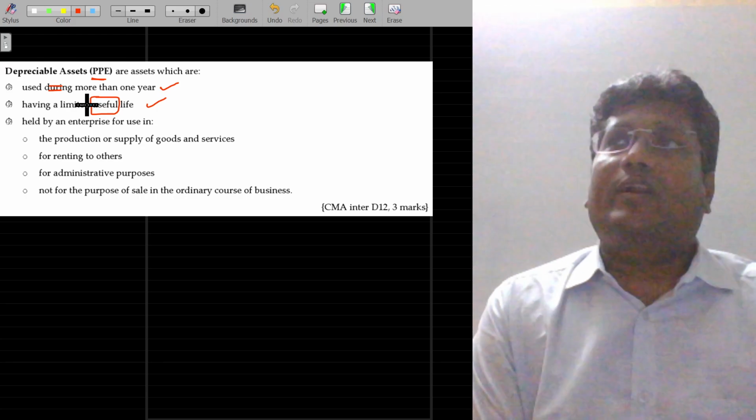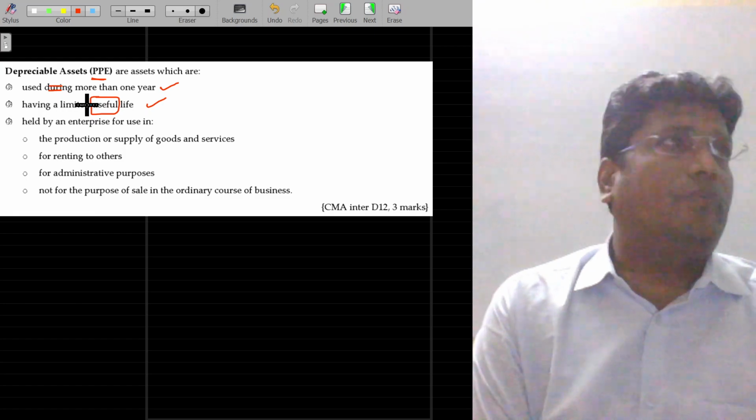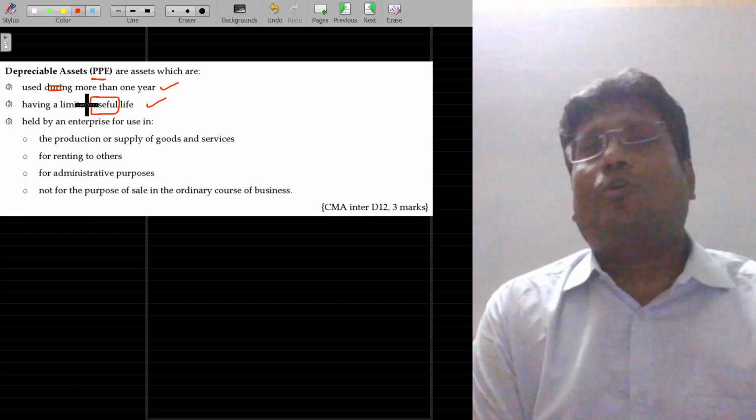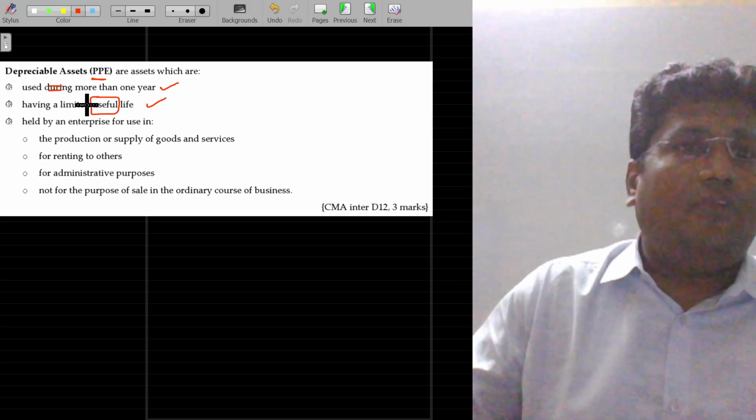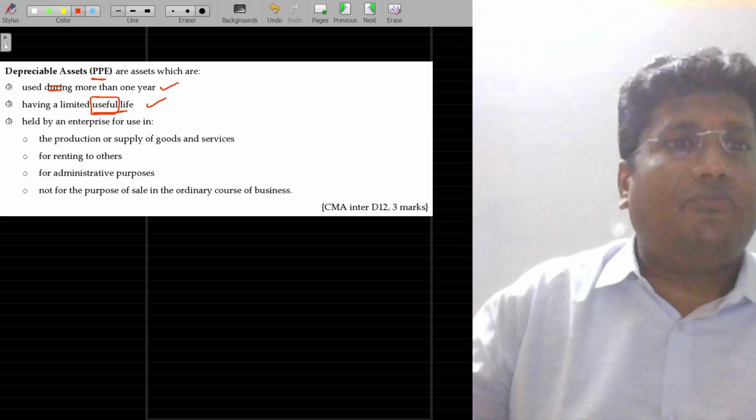Okay. Useful life. That bike may be useful for 7 or 8 years. After 7 or 8 years, of course it's still working, but it will create lots of problems. So we have two different types of life here. One is useful life, another one is physical life. I'm talking about the useful life here. You understand that? So useful life, you have to note it down. It's not physical life, useful life.